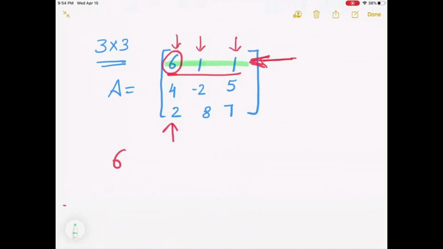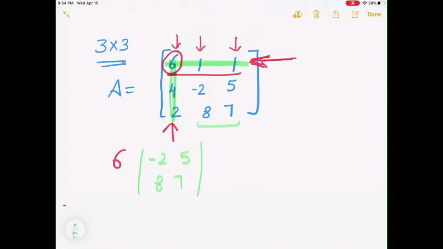If I cover this row and this column here, I see this 2 by 2 left. So this 6 is going to get multiplied by the determinant of this 2 by 2. I'm just going to write that 2 by 2 for you guys and we'll do the determinant in the next step. Okay, this is what I have for the first one.